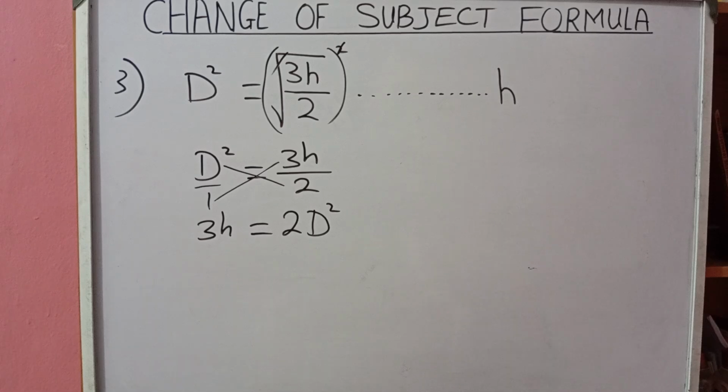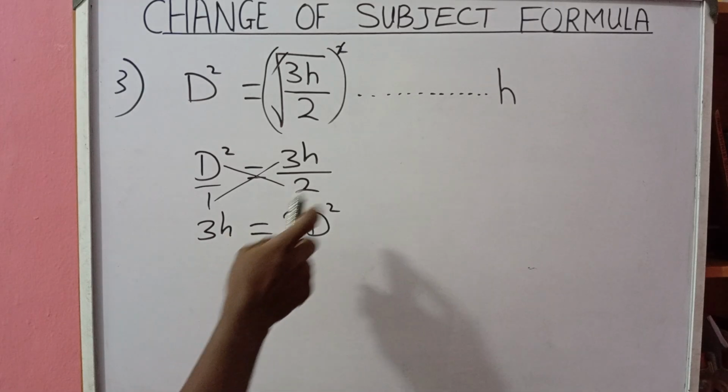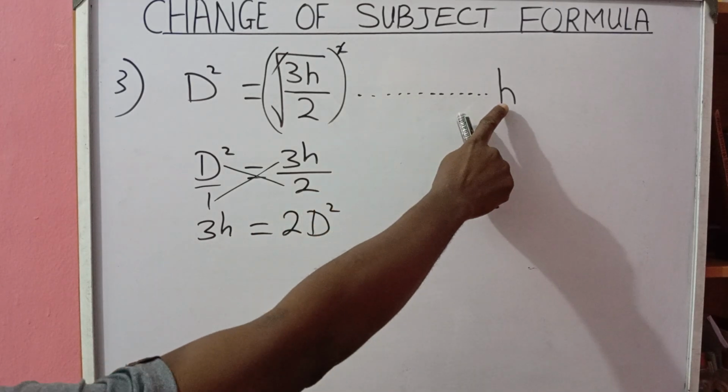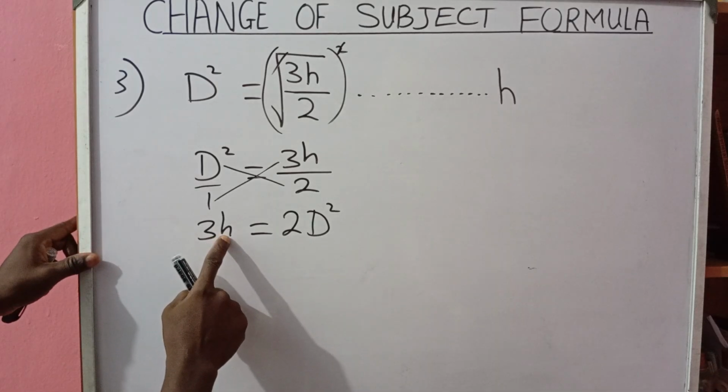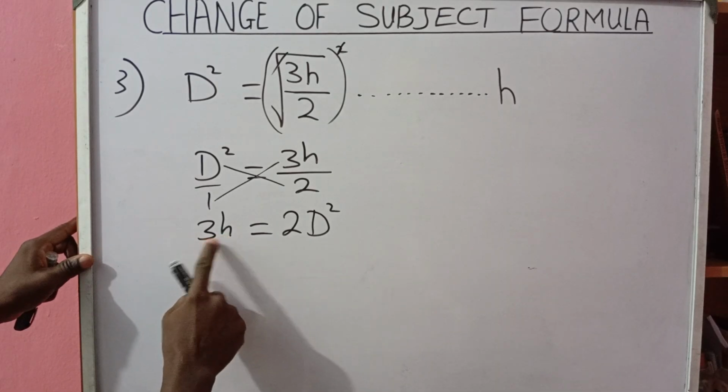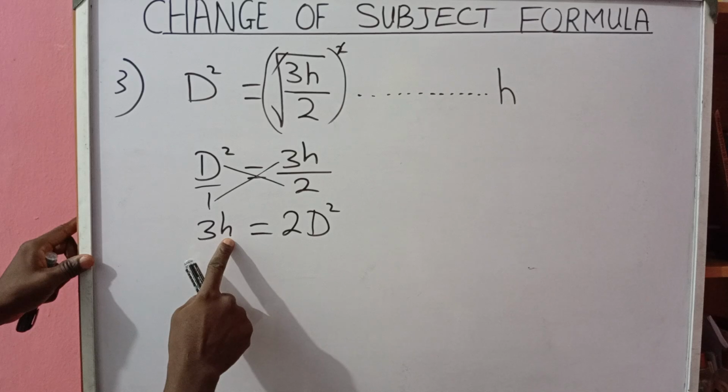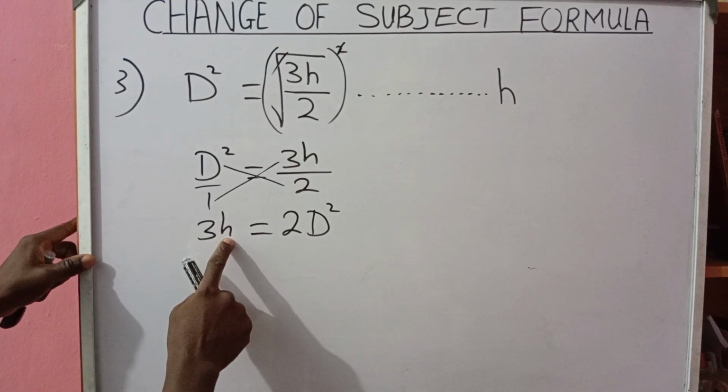So how do we now finalize this to make h stand alone? Because the major aim here is to ensure that h stands alone, and that's why we call it change of subject of the formula. So to make h the subject of the formula here, what do we do to make this 3 leave h alone? Can you suggest that? I know somebody must have gotten the answer.